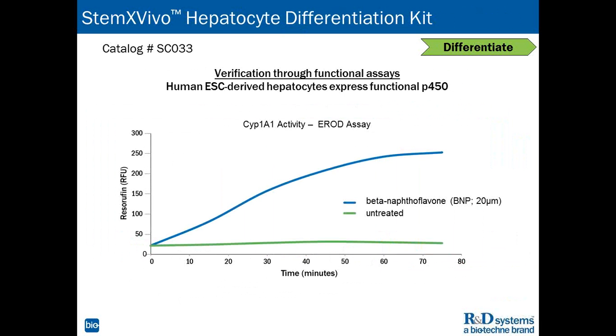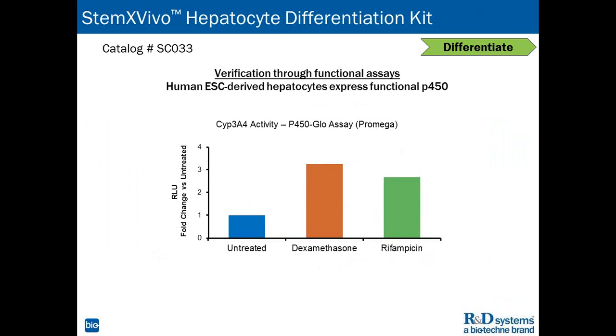An additional functional verification is making sure that these cells are able to express functional P450 enzymes. And in this assay, we were able to detect activity of CYP1A1 by treating cells with beta-naphthoflavone to induce that activity, and then looking at metabolism of ethoxyresorufin into the fluorescent byproduct. And we can detect nice metabolism of that over time. In addition to CYP1A1, we've also looked at CYP3A4 using a luciferase-based assay, and we can see nice induction of that with dexamethasone and rifampicin.